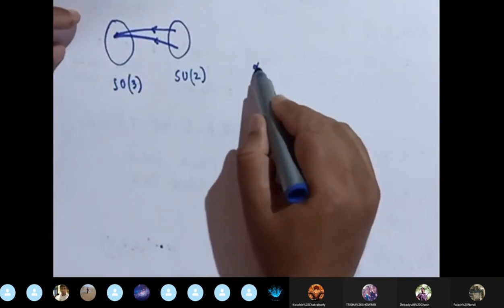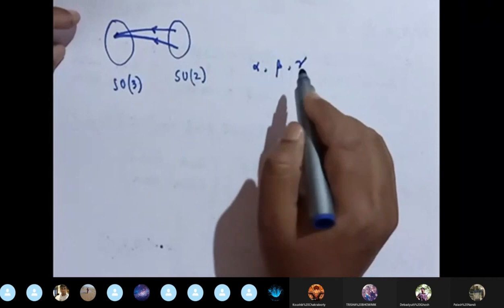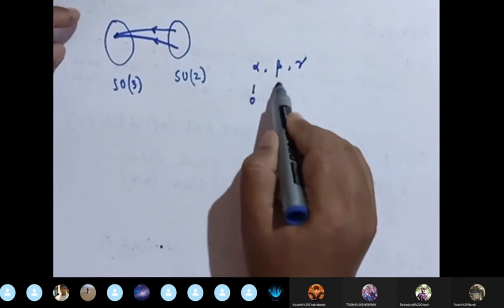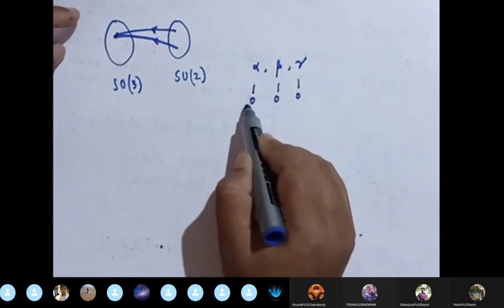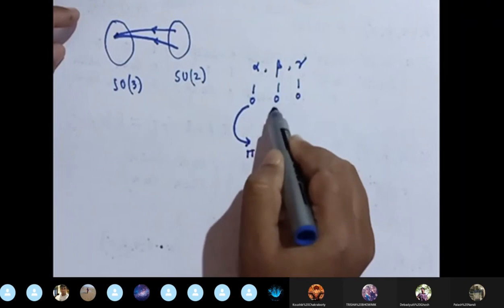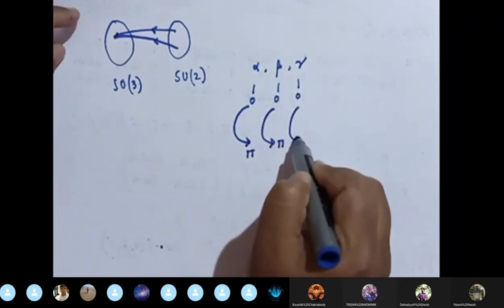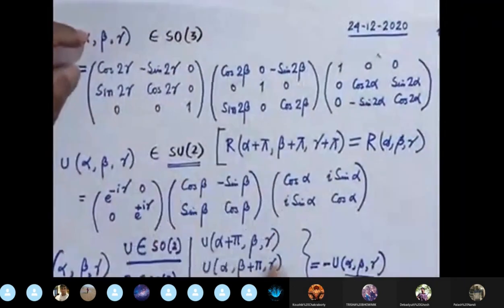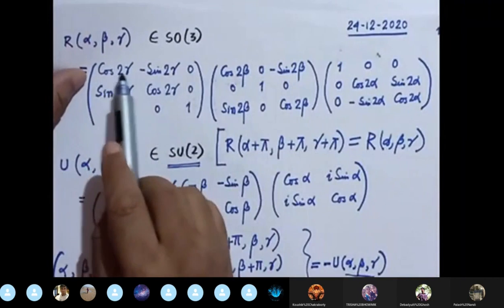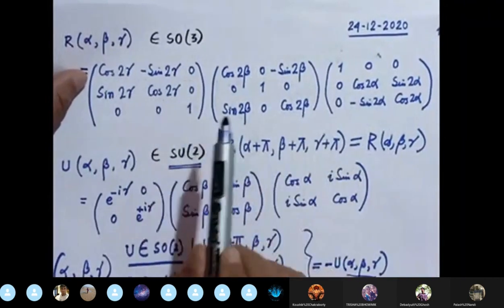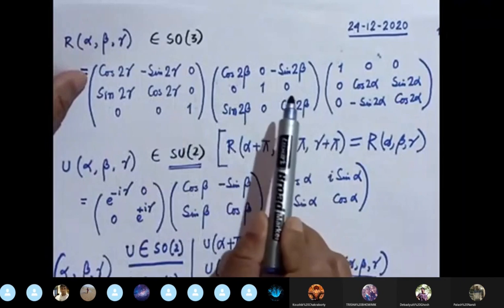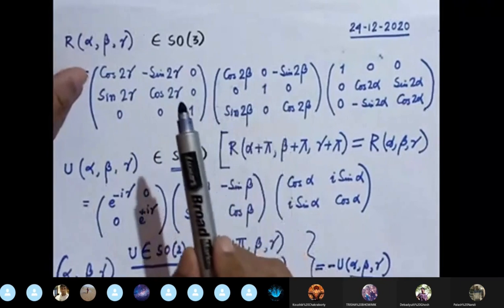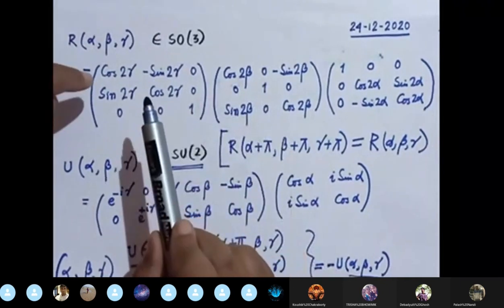Now, when alpha, beta, gamma all of them independently start varying from 0 and come to a value pi, what do you get? 0 to pi, it varies. For 0, you have the identity. For alpha, beta, gamma equal to pi, you also have the same identity, because 2 gamma, 2 alpha, 2 beta are just 2 pi, which is equal to 0 for trigonometric functions.